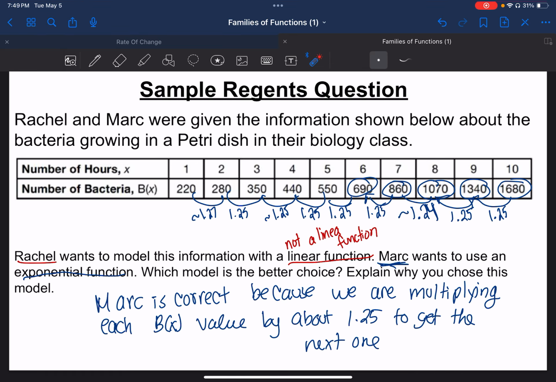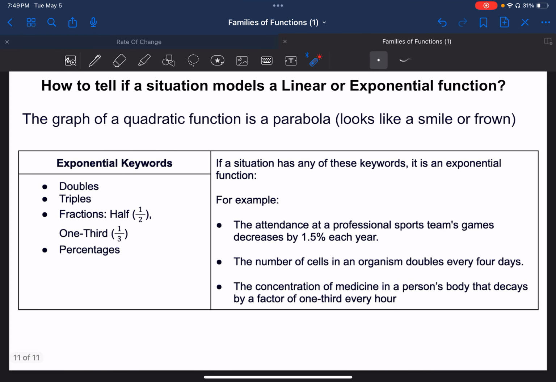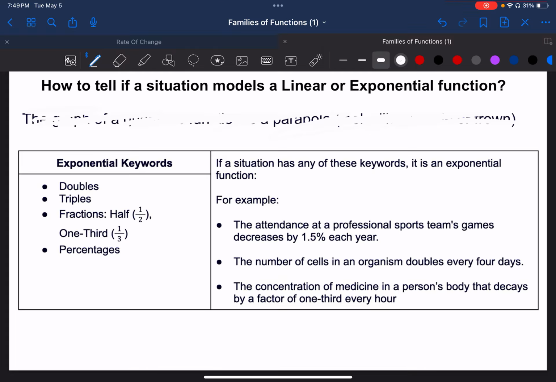Okay. So the last thing that I want to go over is how to tell if a situation models a linear or an exponential function. I don't know why this part is there. Gonna go ahead and erase that weird sentence that shouldn't be there. All right, so once again, the last thing that I want to go over is how to tell if a situation models a linear or an exponential function.